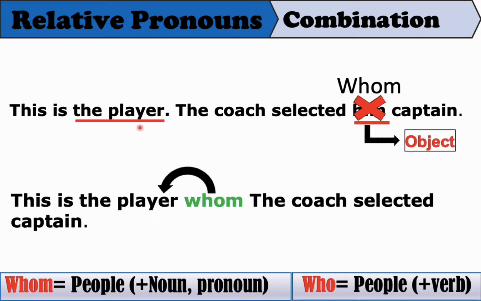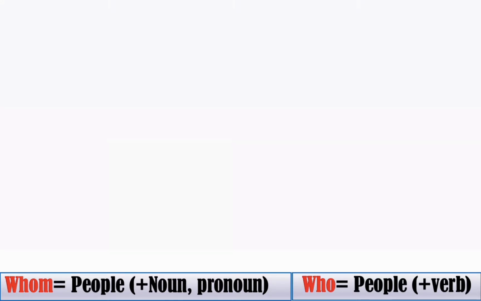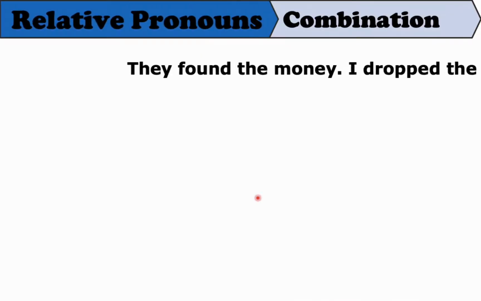Okay? So what is the thing that is repeated? It is the player. So a relative pronoun automatically comes after something that it refers back to. Okay, because here it is the player. Okay, good.